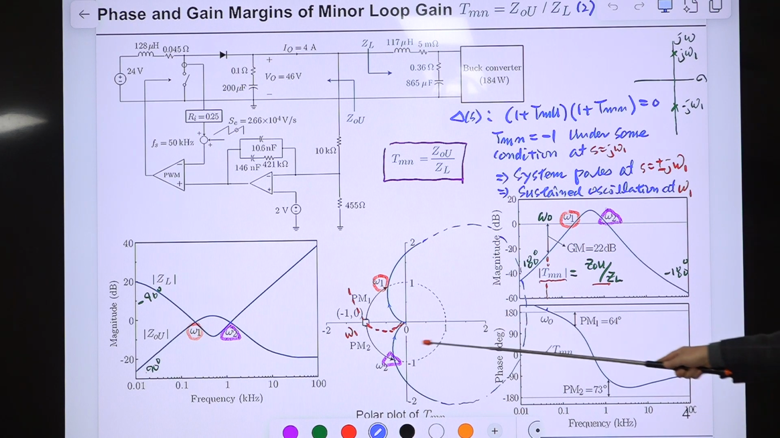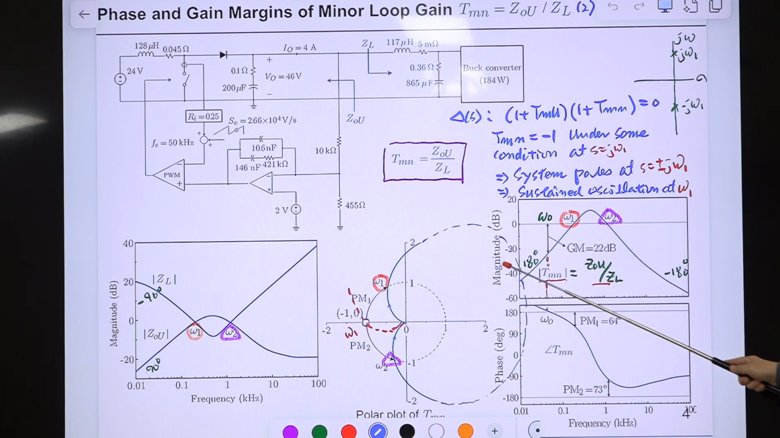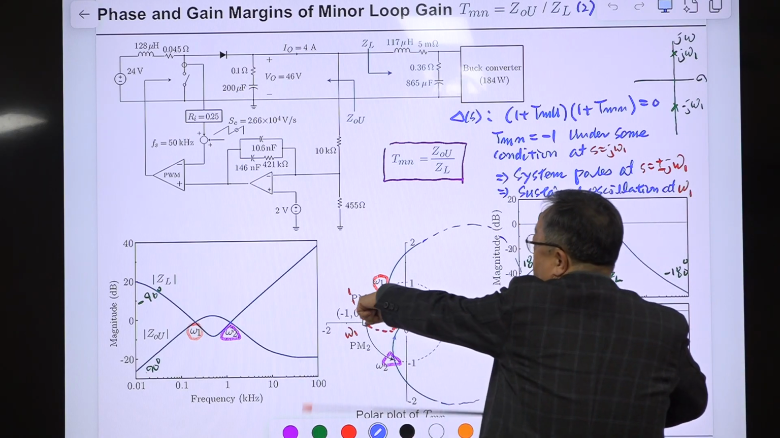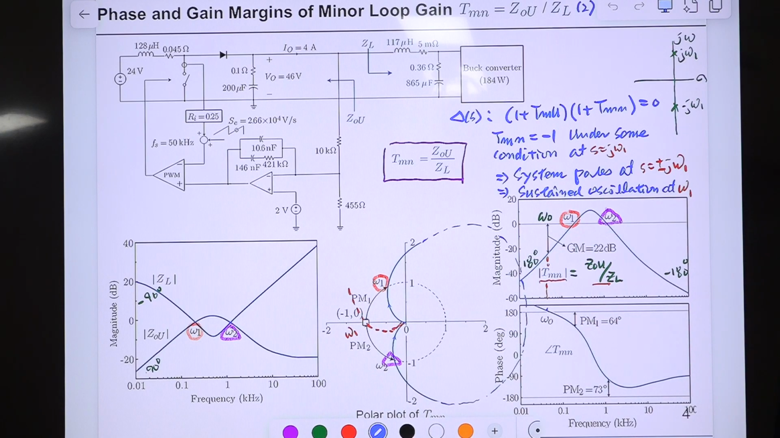Even though this shape of loop gain is something unusual, the principle holds, because the Nyquist criterion is a mathematical derivation. So just cutting this hand is telling the presence of an unstable pole. So this is stable.